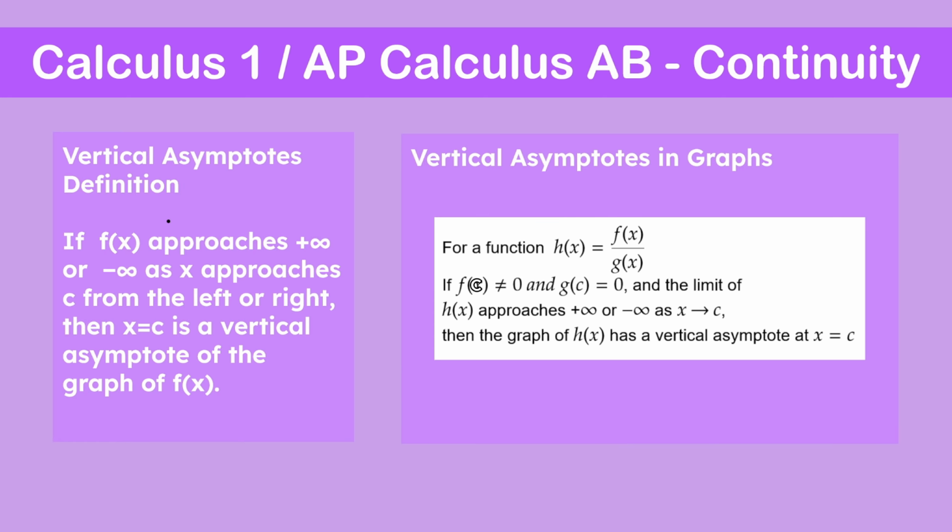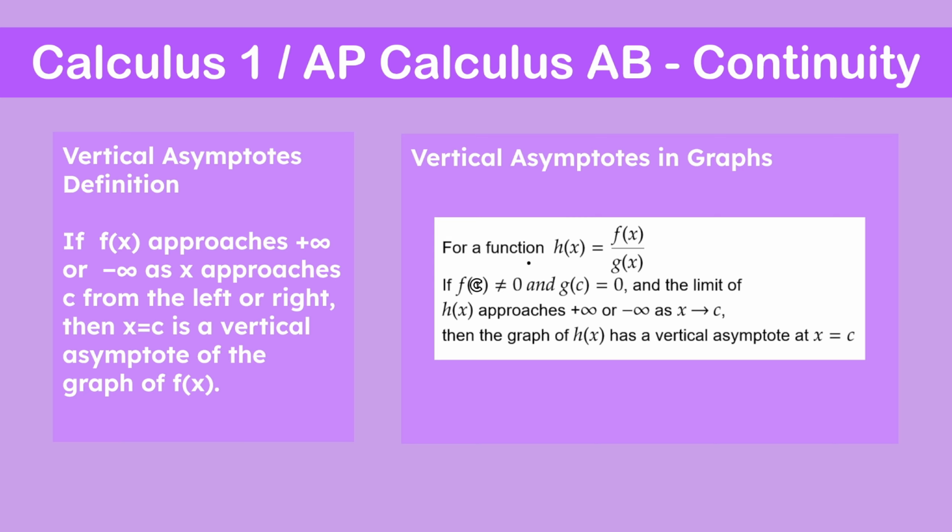Okay, so now let's talk about the definition of vertical asymptotes. If f of x approaches positive infinity or negative infinity as x approaches c from the left or right, then x equals c is a vertical asymptote of the graph of f of x. Another way to define vertical asymptotes is by using graphs or functions.